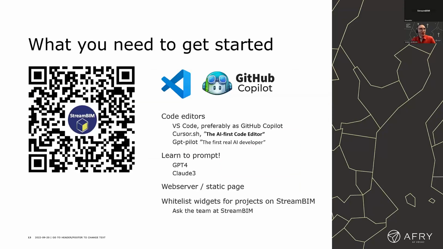What you need to get started: the left QR code is the widget API from StreamBIM, available on GitHub. If you're new to code editors, here are a few that you could try out. I would suggest that you really check out some of the LLM tools or AI tools to code and learn to prompt efficiently. It's amazing when you get going with this.